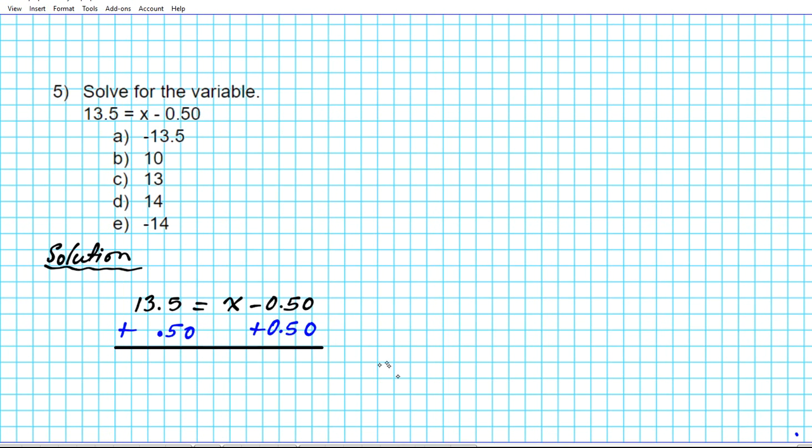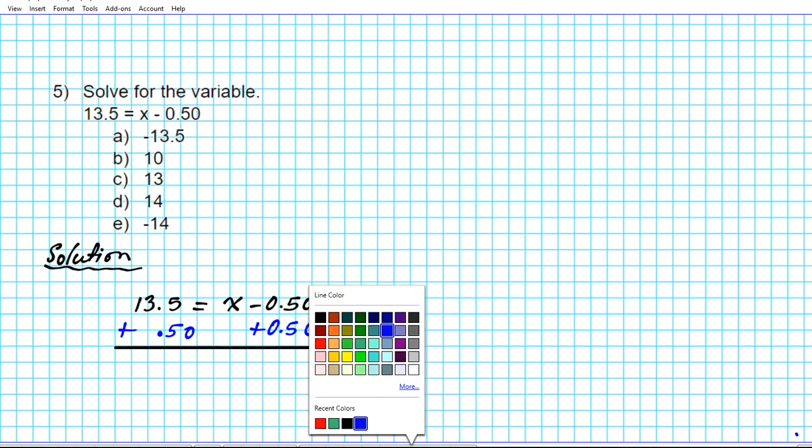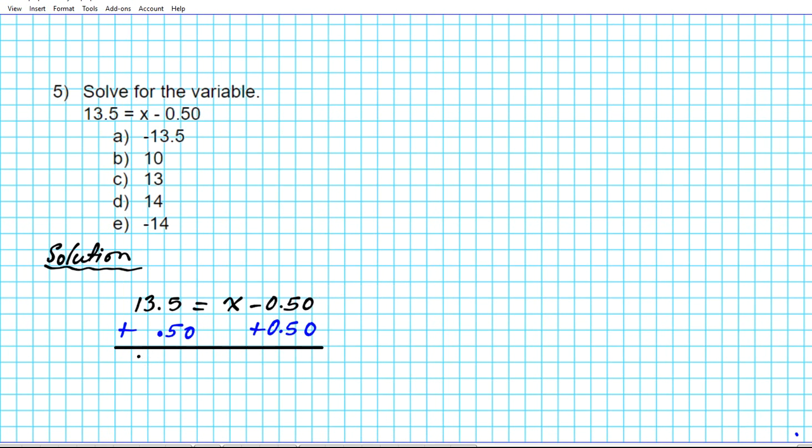Okay, so you can do this with a calculator. I'm going to do this by hand because it's pretty straightforward. If you do this by hand, 13.5 plus 0.5 is simply 14. Change the color here. It's going to be 14.0. And then on the right side, these ones add up to 0, and we're left with x. The answer to number 5 is option letter D.